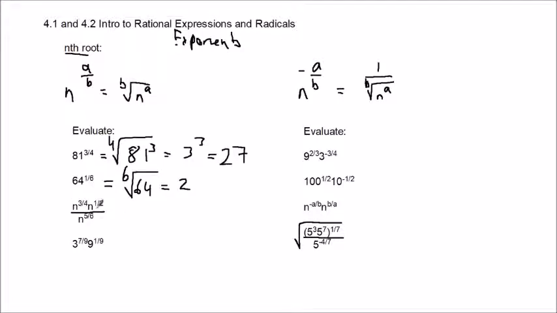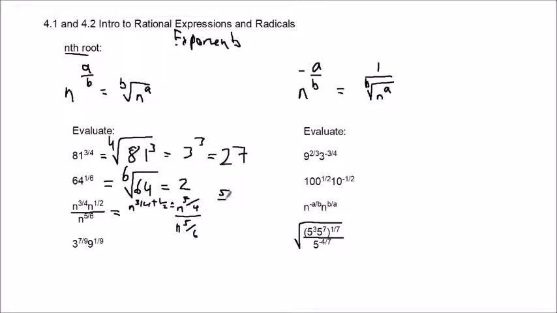Next, n to the 3/4 times n to the 1/2 over n to the 5/6. Now, if you guys have learned your operations with exponents, you will know that if you multiply two exponents with the same base, then you will add them. So n to the 3/4 plus 1/2 is n to the 5/4, and down here is still n to the 5/6, and then n to the 5/4 divided by n to the 5/6. They have the same base, and they have a divide symbol, so you subtract the exponents.